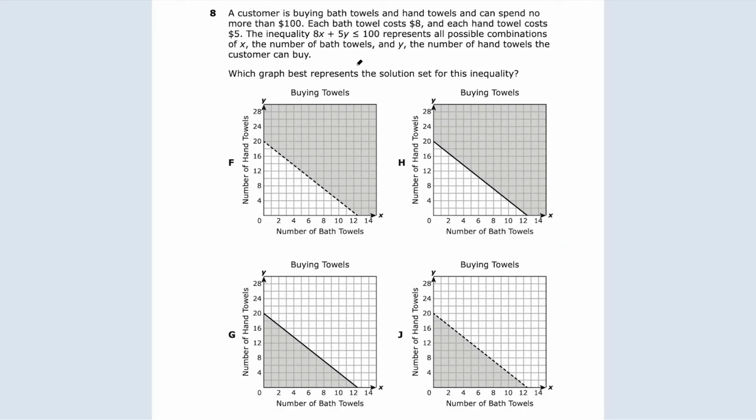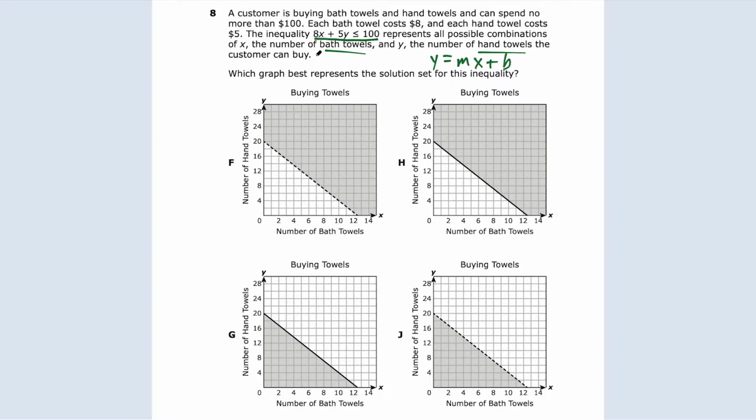Take a moment to read through question 8. Now, the only part of this question that truly matters is 8x plus 5y is less than or equal to 100. And they're telling us x represents the number of bath towels, y is the number of hand towels, and we need to know which graph best represents the solution set for this inequality. And they label everything for us. So really what you're doing here is just think of this formula again, y equals mx plus b.